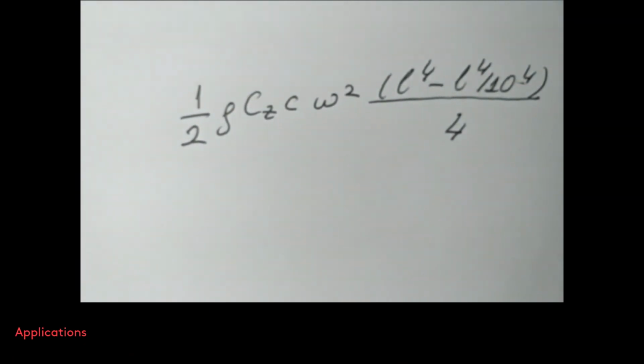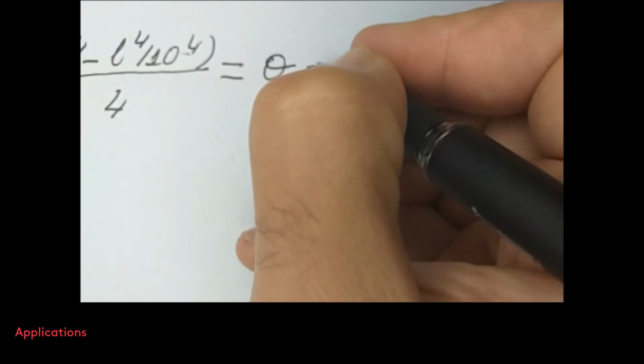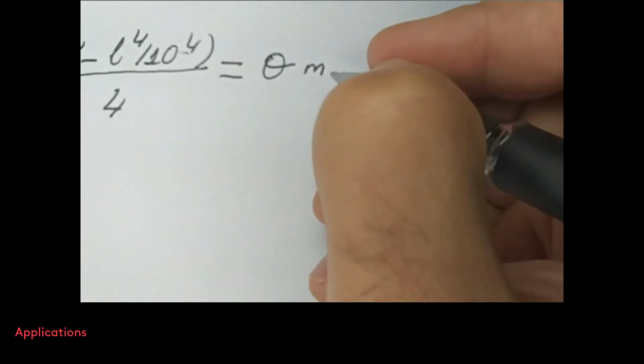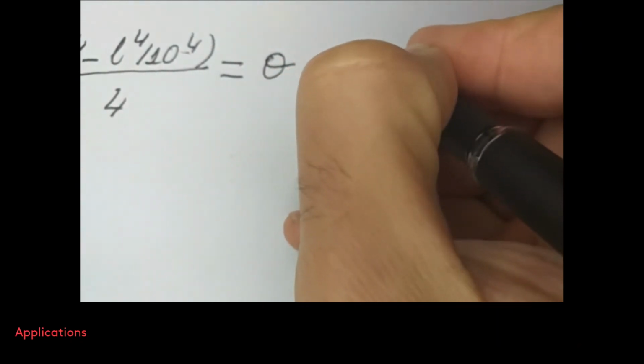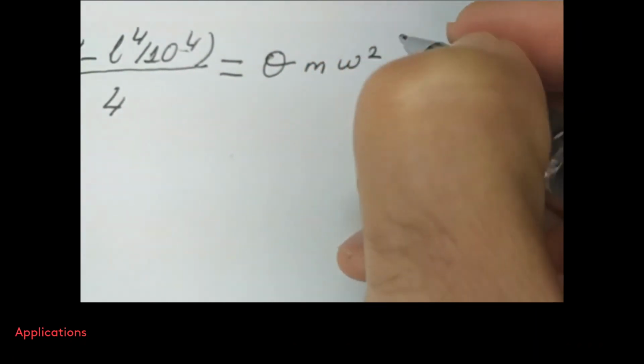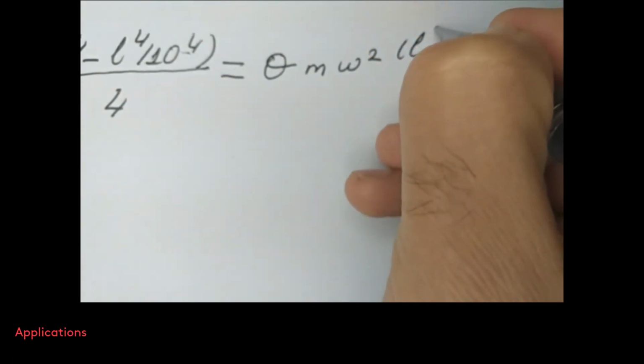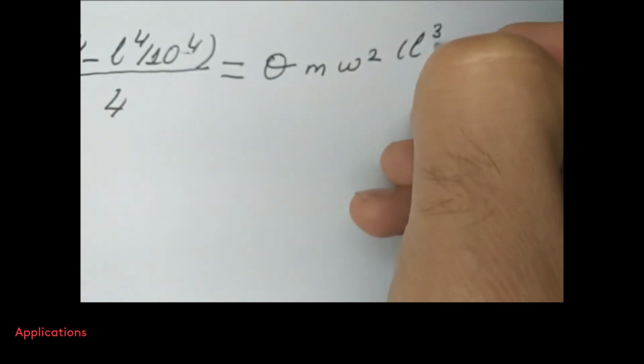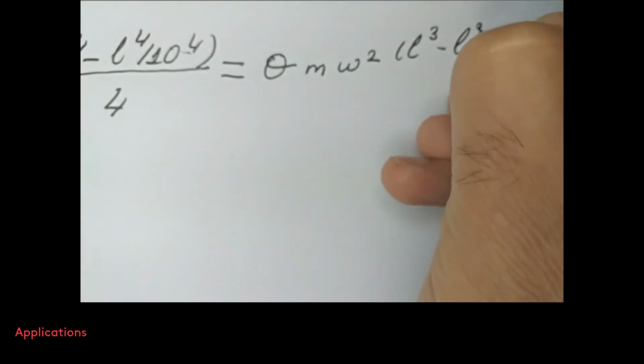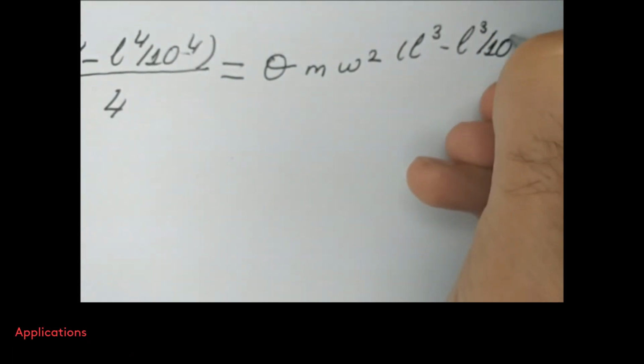This will be one side of the equation because of the lift, and this will be equal to theta m, the mass per unit length, omega square, that's the angular rotational speed, L cube minus L cube divided by 10 to the power 3, and that will be divided by 3.